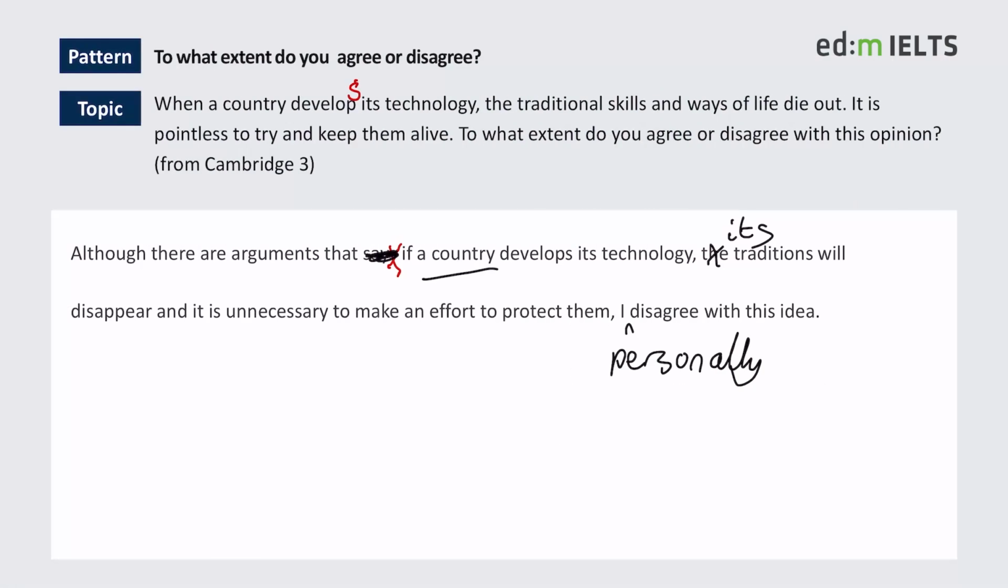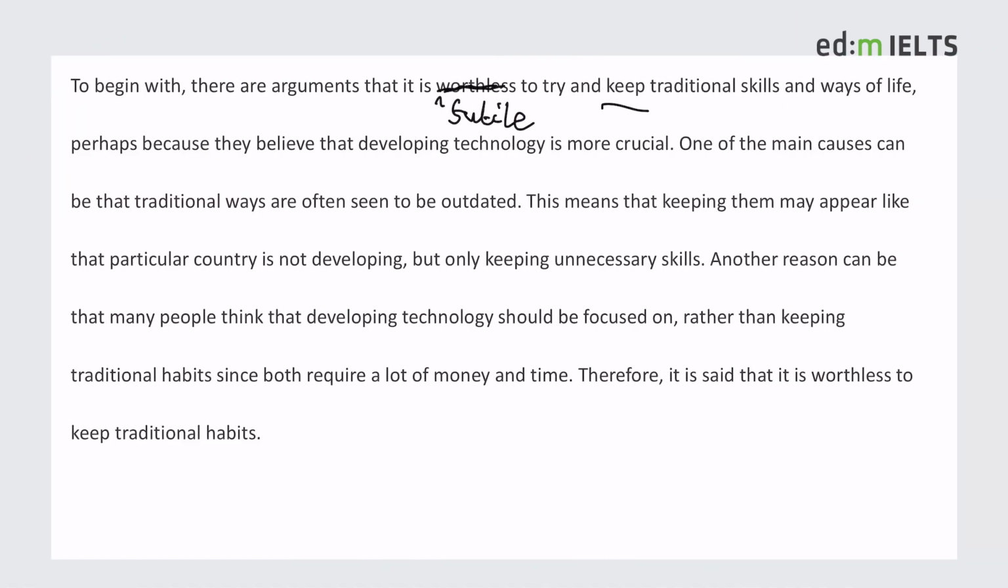Keep them alive is better than keep. Keep alive means prevent them from dying out. But keep phrases are a bit informal, so it's okay in the question, but not so much in your answer. Retain, preserve. Something like that might be good.